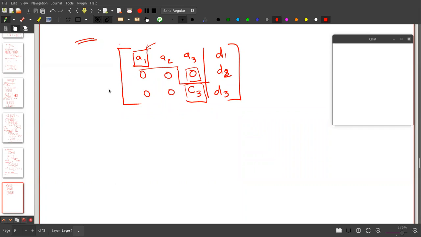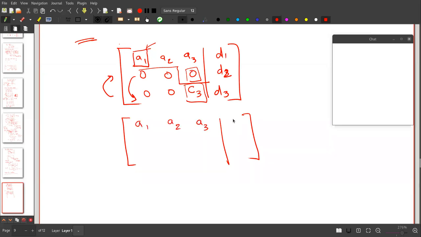So what we do, we will again exchange rows to push the zeros to the bottom side and make it a step-looking form. The first one will be as it is, D1. We will change 0, 0, C3, so it will be D3, 0, 0, 0, and D2. Fine. So this is a row echelon form.